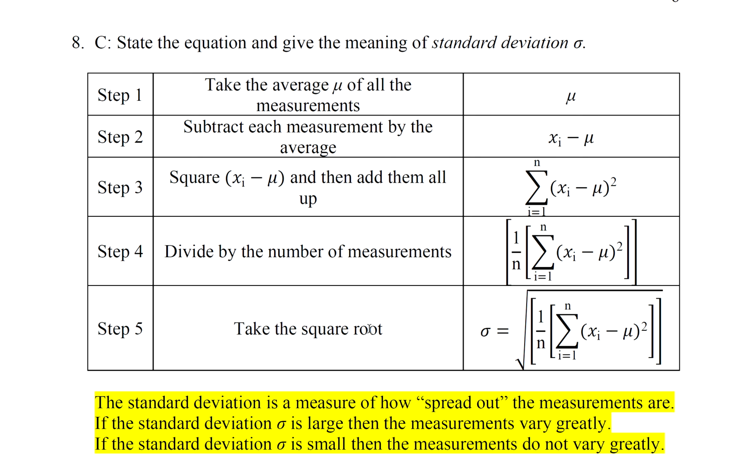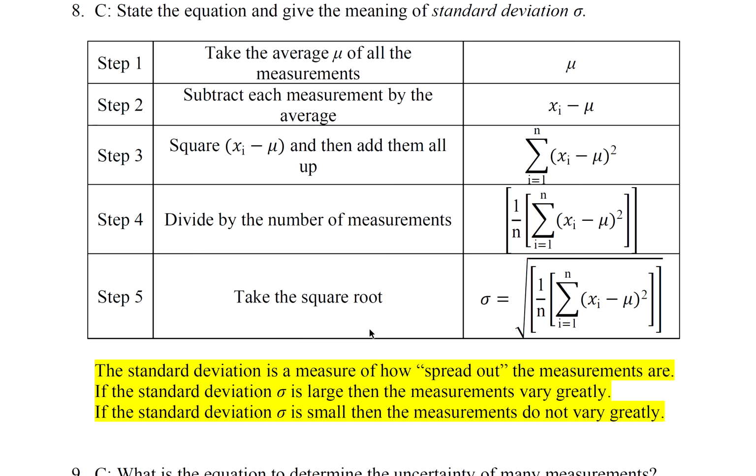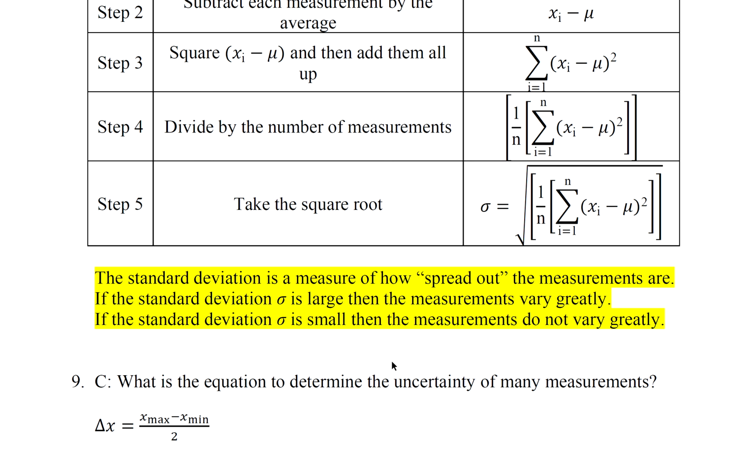Question 8, state the equation and give the meaning of standard deviation sigma. You can see the steps taken to get to the equation for standard deviation. You don't need to memorize these steps, but just understand what is highlighted in yellow. The standard deviation is a measure of how spread out the measurements are. If the standard deviation sigma is large, then the measurements vary greatly. If the standard deviation sigma is small, then the measurements do not vary greatly.